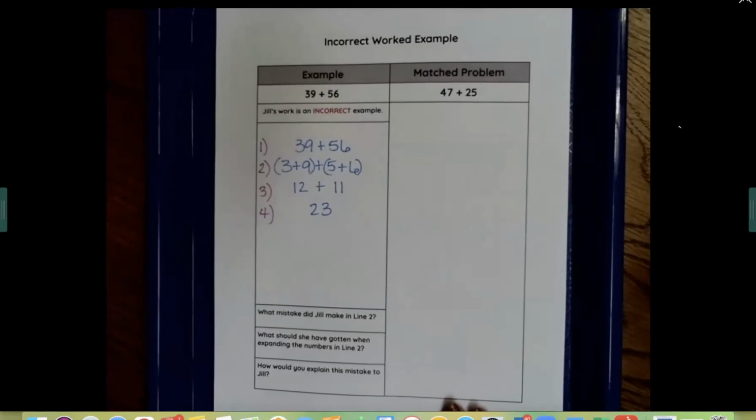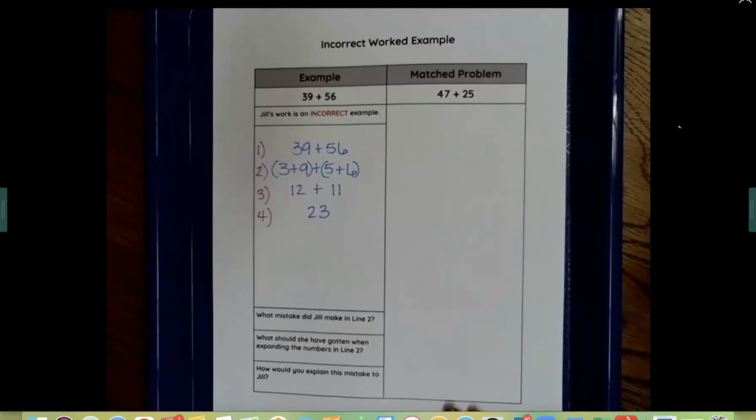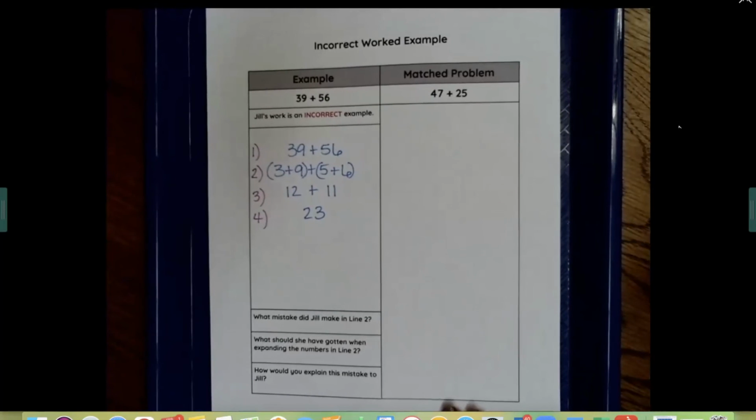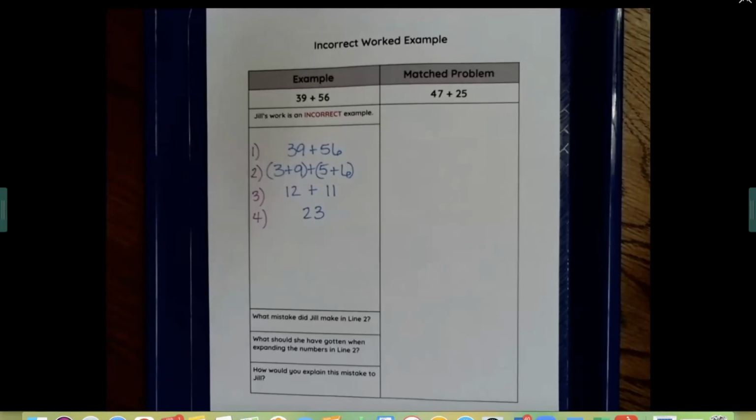So this is Jill's work. It is an incorrect example. Now notice how I put incorrect in red. I want to make sure the kids know that this is not correct. And I'm drawing on past experiences here. This is what some of my kids would do whenever they did not understand. When they would do this, then I knew that they did not understand place value.